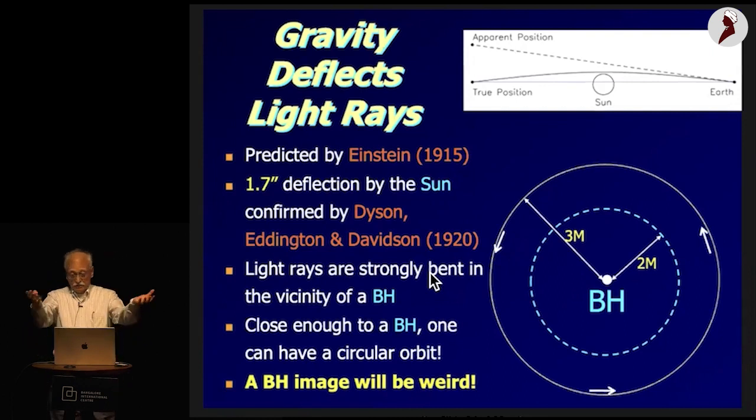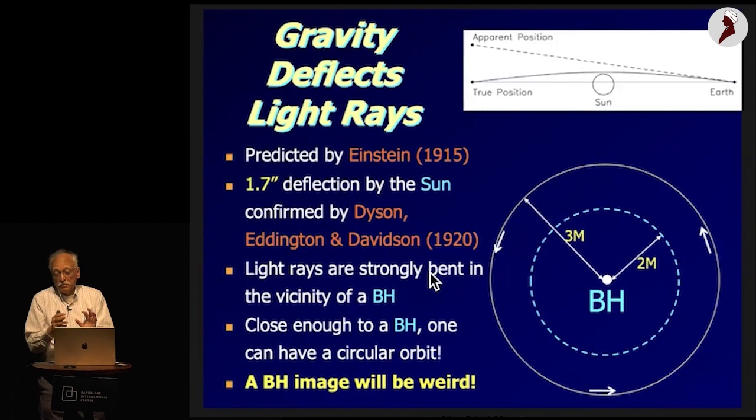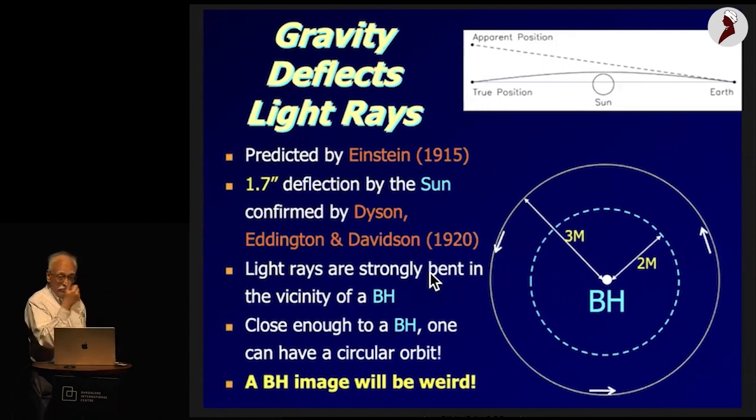So any radiation that is emitted from this accretion gas near a black hole won't reach us in a straight line. It'll get bent by gravity, and then it'll reach us. So that means the image is going to be distorted. It'll have its own peculiar, very unique properties.